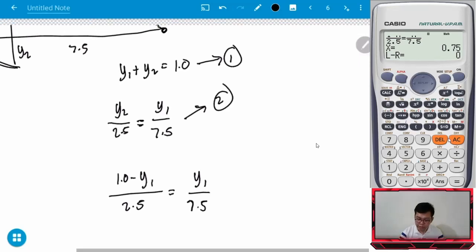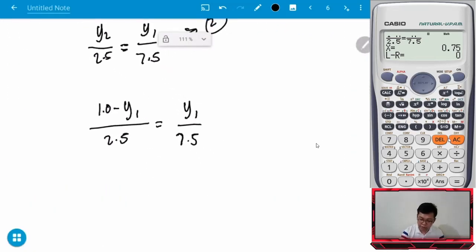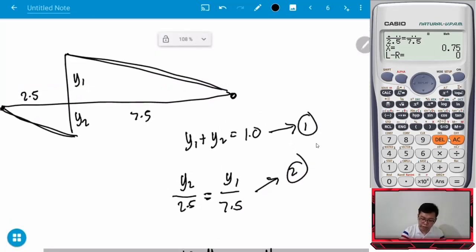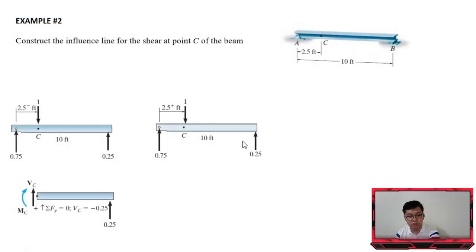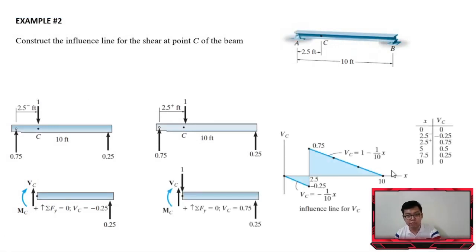So, Y1 is actually 0.75. And then, obviously, since 0.75 yung Y1, ang Y2 ay 0.25, kasi sabi 1. Ano yung i-add mo sa 0.75 para maging 1? So, 0.25. Yan na, guys. Check natin. Yan yung sagot natin dito. Check nyo, same sila.